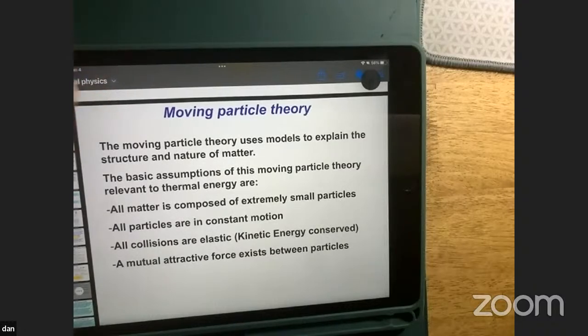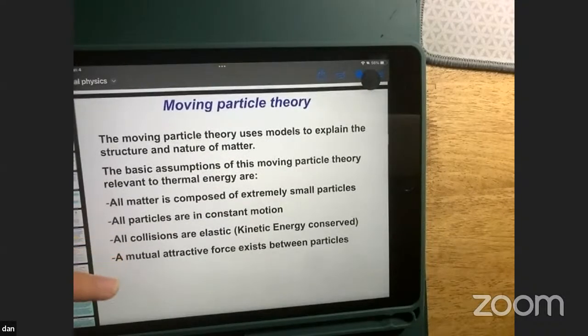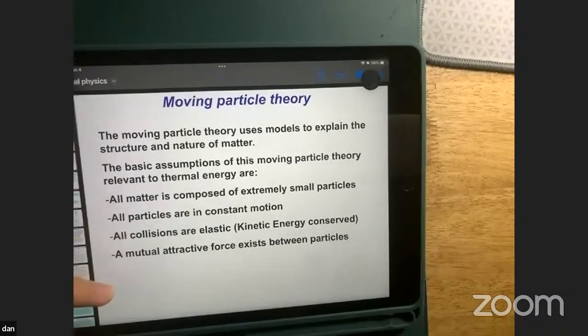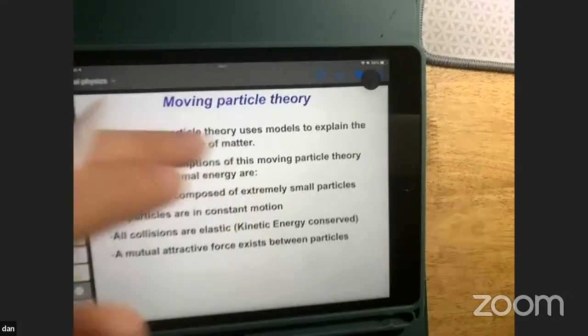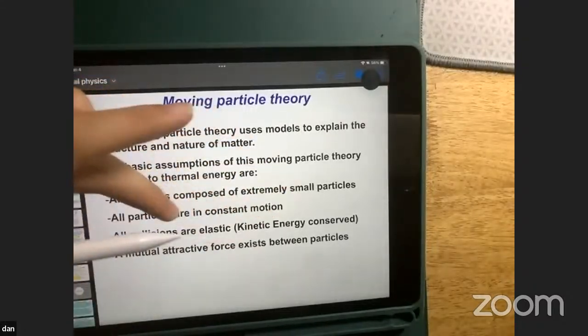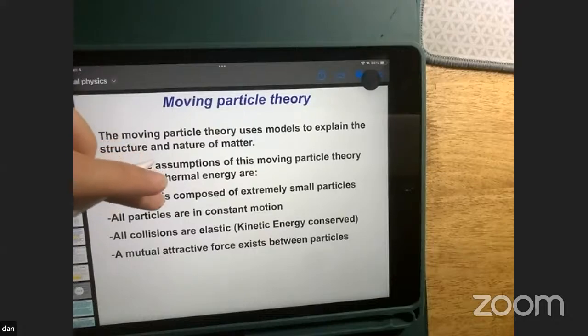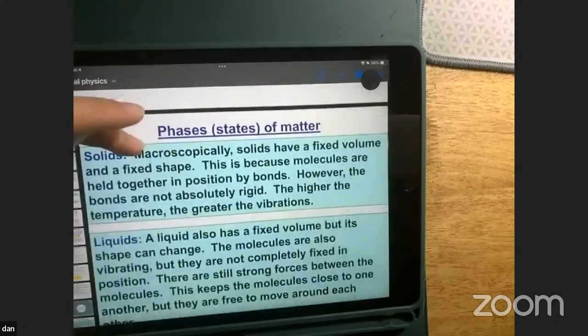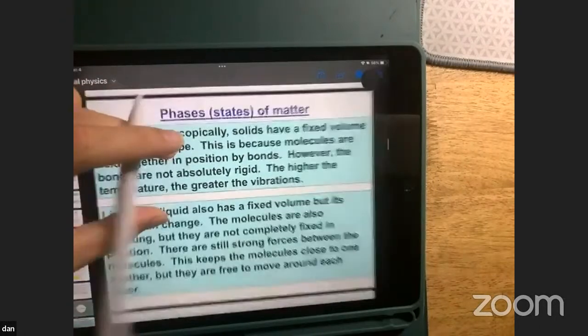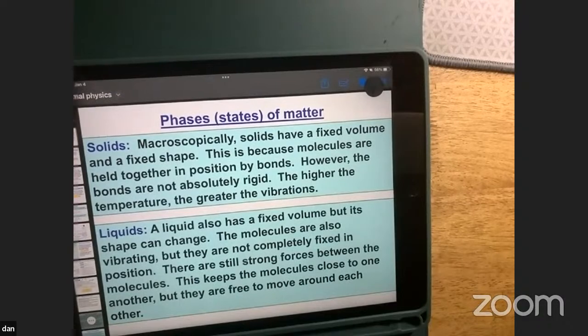Not yet. Okay, we have a new thing now. Moving particle theory. And suddenly he switched to this ideal gas thing. This is the idea that all particles are in constant, random motion. He is describing something like that, but his goal later on will probably be the ideal gas, whatever ideal gas means for physics. So let's see.